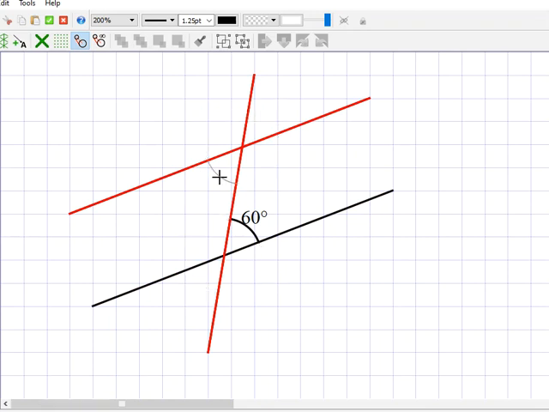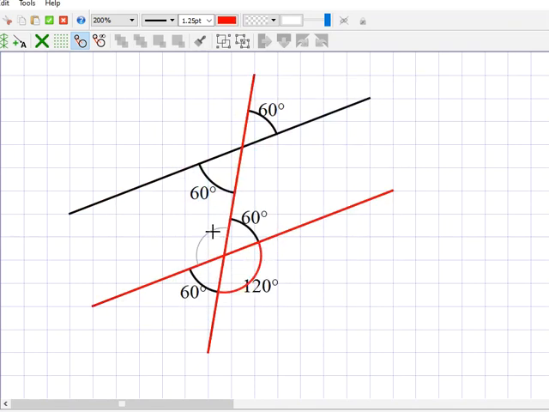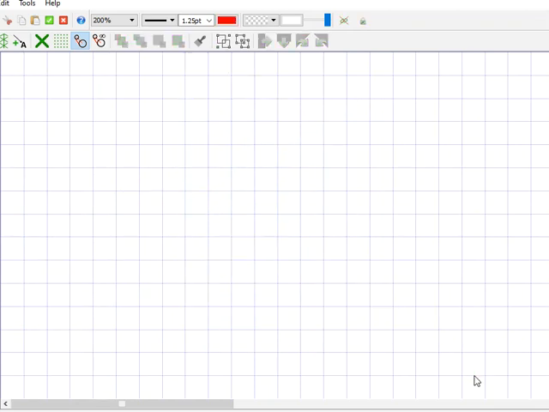May I change the color? Okay, let's put the 60s first. I will try it. Now it's good. Obtuse angles are 120, acute angles 60. Of course, this is for this example. It doesn't have to be 120 or 60 all the time.